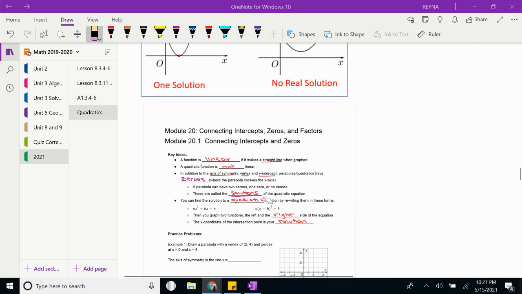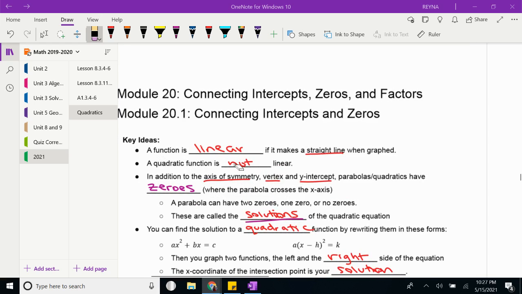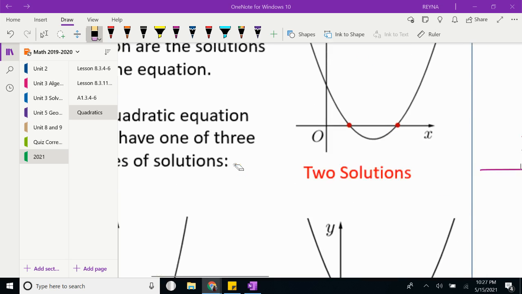To review a couple things, a function is linear if it makes a straight line. Quadratics are clearly not linear. We have learned about axis of symmetry, the vertex, the y-intercept. Today's new idea will be zeros. So what does that mean?